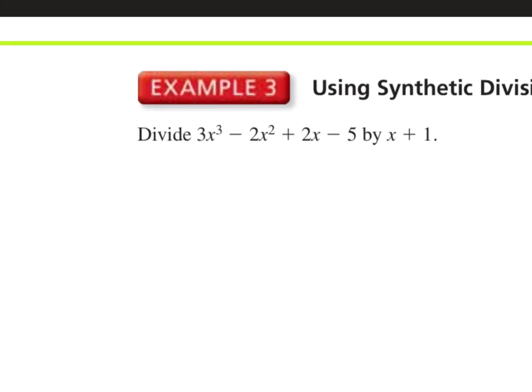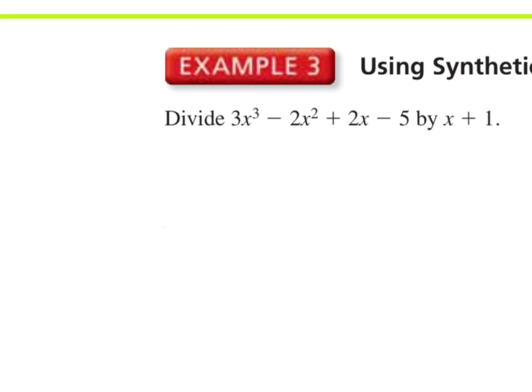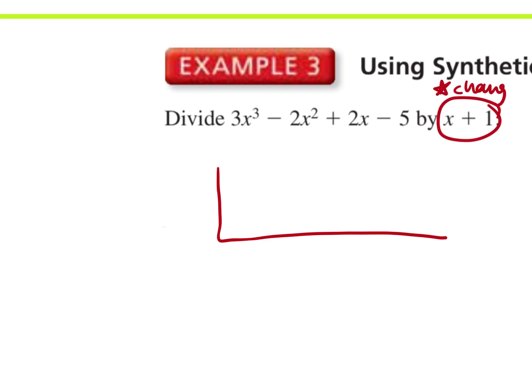All right, example 3. So I'm going to draw my box. What's going to go outside the box? -1. Remember, we changed the sign. So -1 goes outside the box. What's going to go inside the box? Awesome. 3, -2, +2, and -5. So we write our coefficients inside the box and keep the signs that go with it.